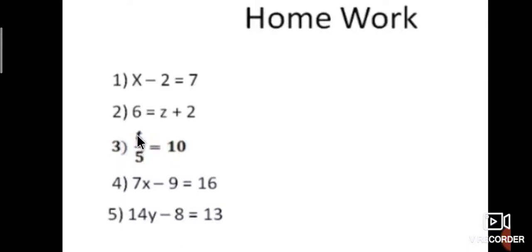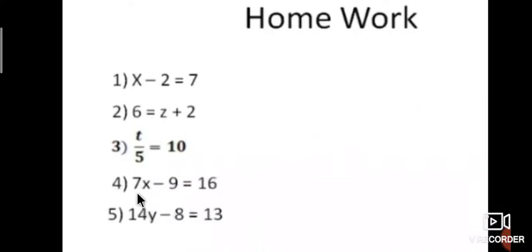Next one is t divided by 5 is equal to 10. That is, t is equal to 10 into 5. Transpose 5 from division to multiplication. Then it becomes t is equal to 10 into 5. Therefore, t is equal to 50 is the solution.